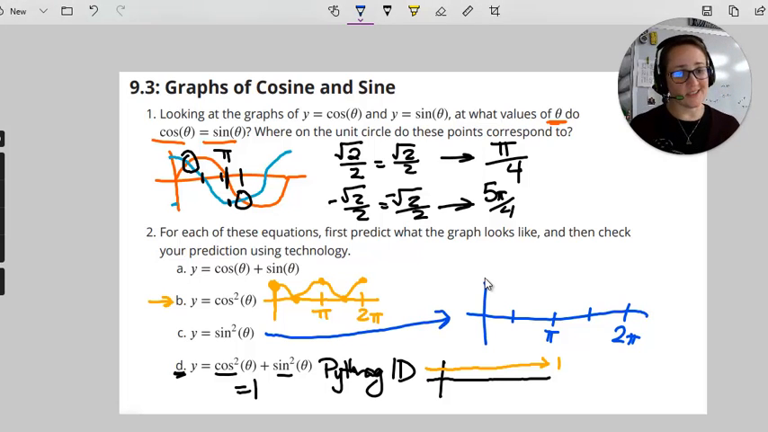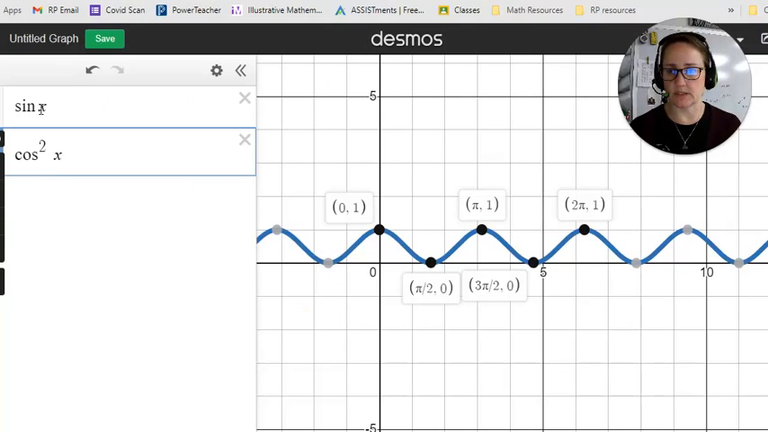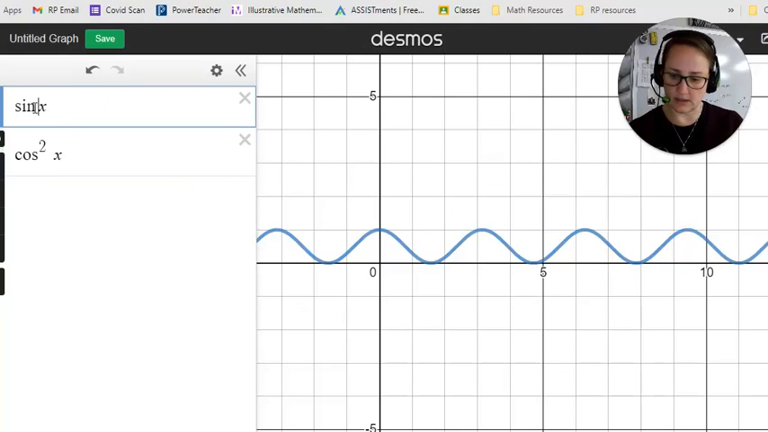Now sine is our one that started at 0. And 0 times 0 is still 0. It ends at 0. 0 times 0 is still 0. And it crosses 0 at pi. 0 times 0 is 0. And then we've got the same kind of idea going on as we had for our cosine graph. I'm going to go over to my Desmos and just show you what that looks like.